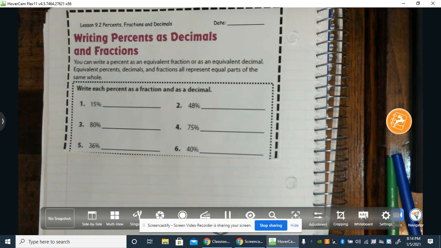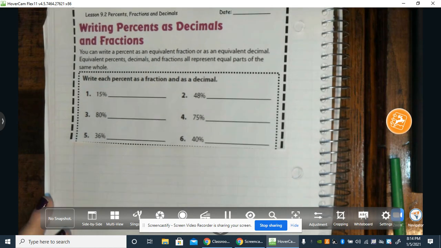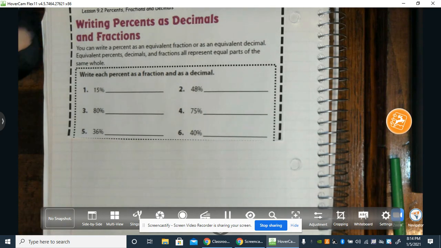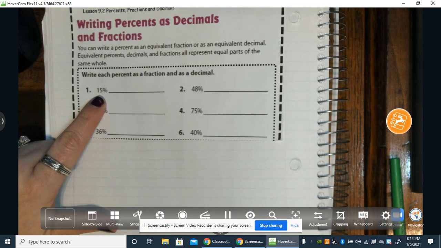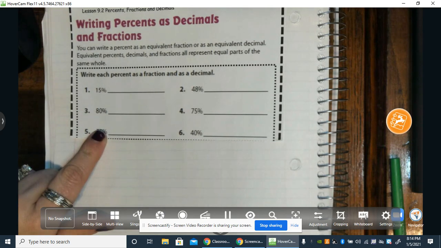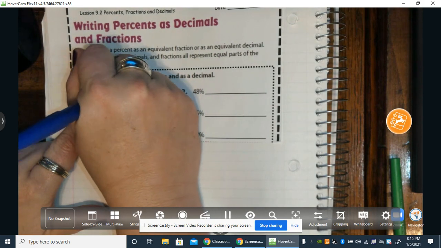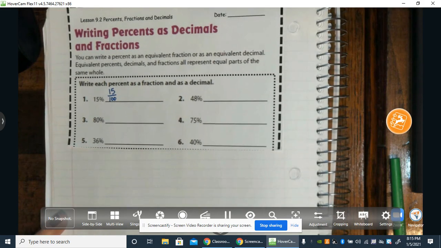The notes say you can write a percent as an equivalent fraction or as an equivalent decimal. Equivalent percents, decimals, and fractions all represent equal parts of the same whole. So here in questions 1 through 6, it says, write each percent as a fraction and as a decimal. Well, we all know that percents are ratios out of 100. So we'll take 15 and write it over 100. There we have our fraction, but it's not in simplest form.